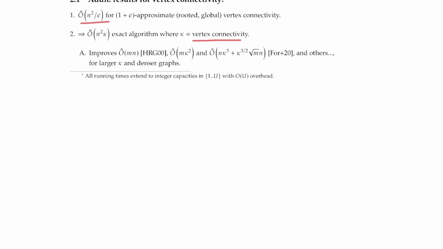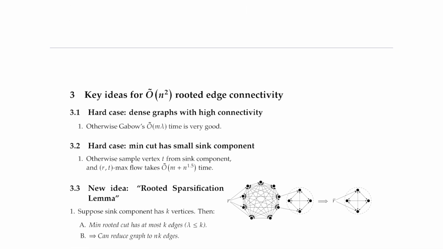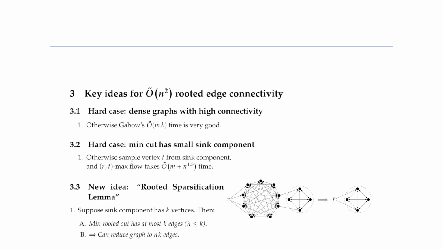Okay, so let me explain the rooted edge connectivity algorithm. And in fact, I think I'll be able to explain the whole thing. So what are the basic ideas? One is to point out that a bad case is when the graph is really dense and has very high connectivity. Because in the opposite case, where the graph is very sparse and has small connectivity, Gabow's running time of m times lambda is already very good.